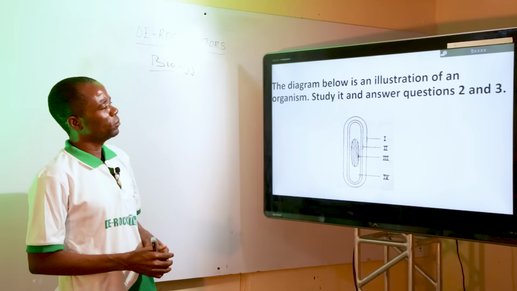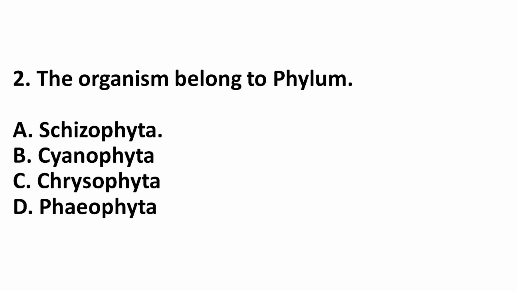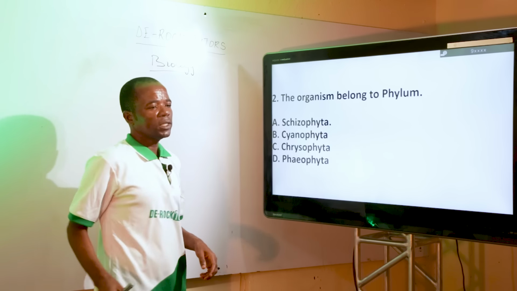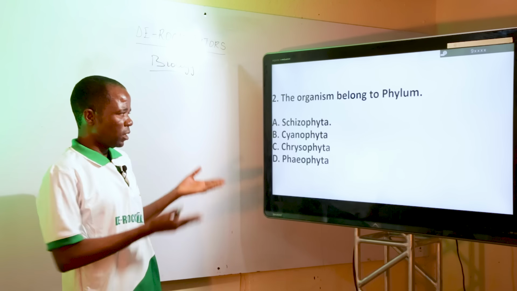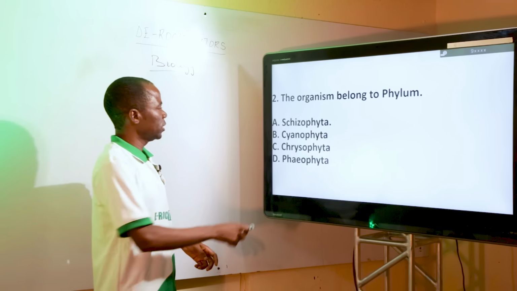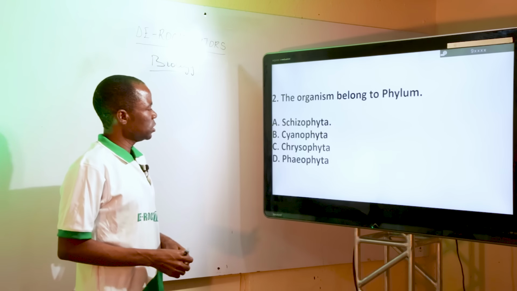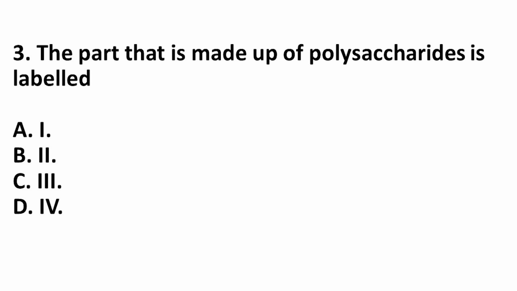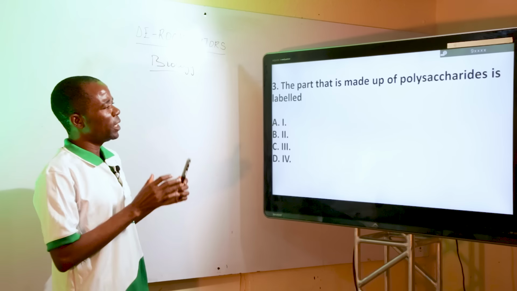So let's look at the question. Number 2, Schizophyta. All bacteria belong to the phylum Schizophyta. Also, blue-green algae belong to the same phylum. So the correct answer for number 2 is Schizophyta. Number 3, the part that is made up of polysaccharide is labeled dash.